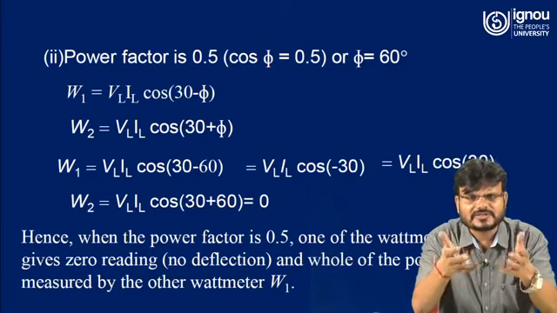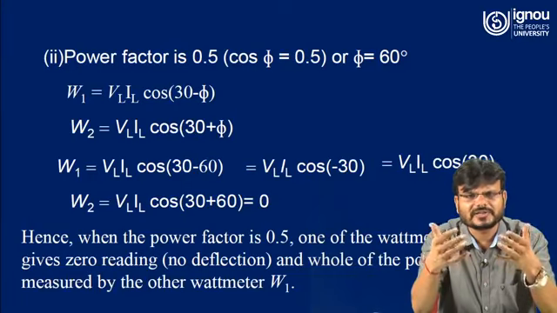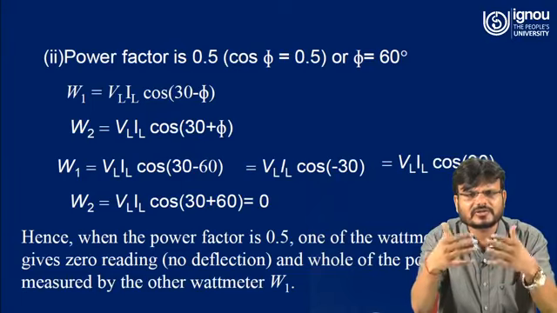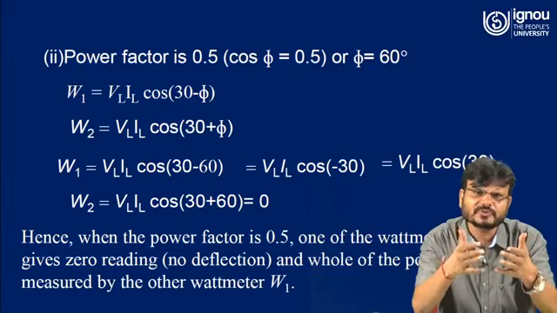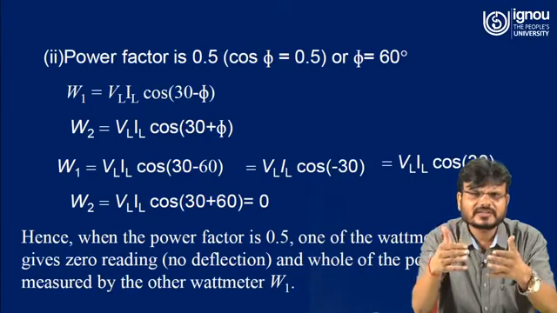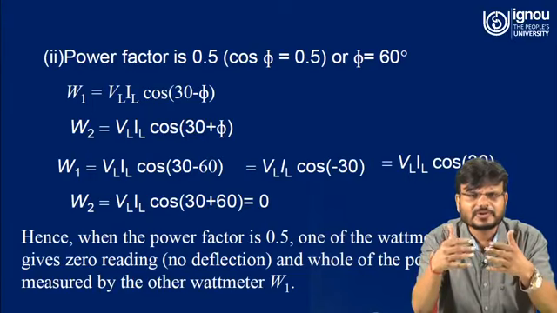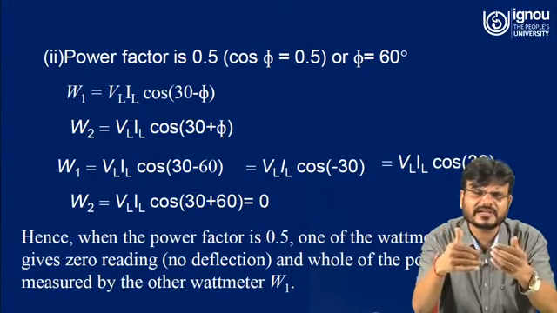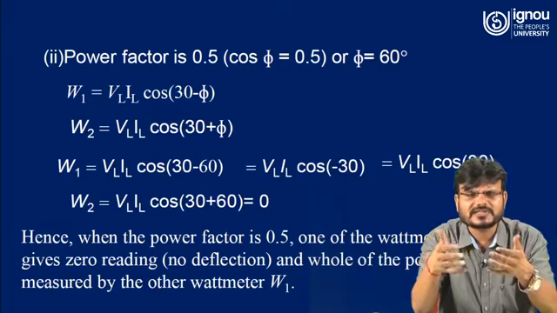As you know, the reading of wattmeter W1 is equal to VL IL cos(30 minus phi), and W2 is equal to VL IL cos(30 plus phi). So just put the value phi equal to 60 degrees. Here, W1 is equal to VL IL cos(30 minus phi), or VL IL cos(minus 30). As you know, cos(minus theta) is equal to cos theta. So W1 is equal to VL IL cos 30.